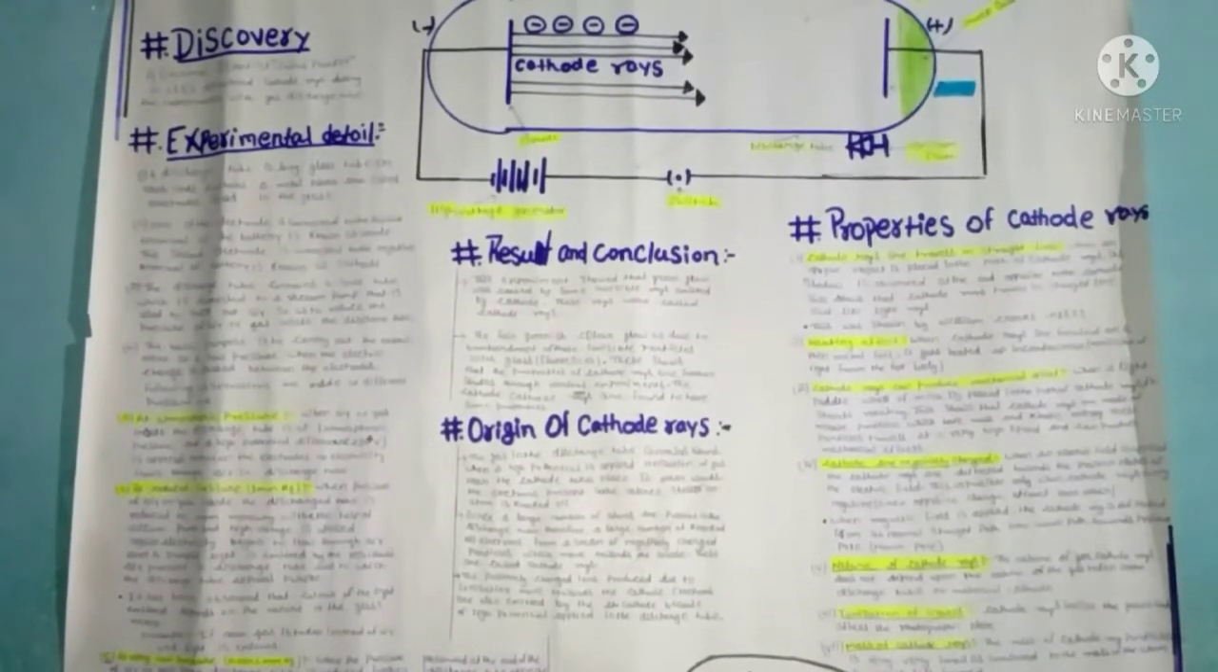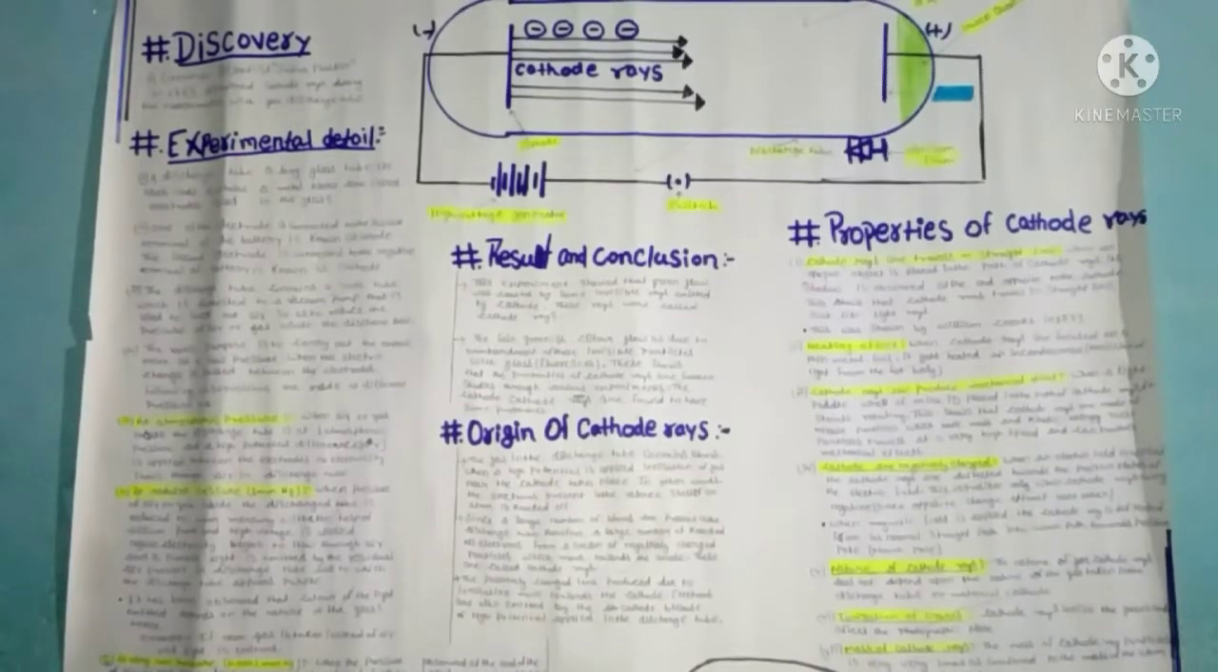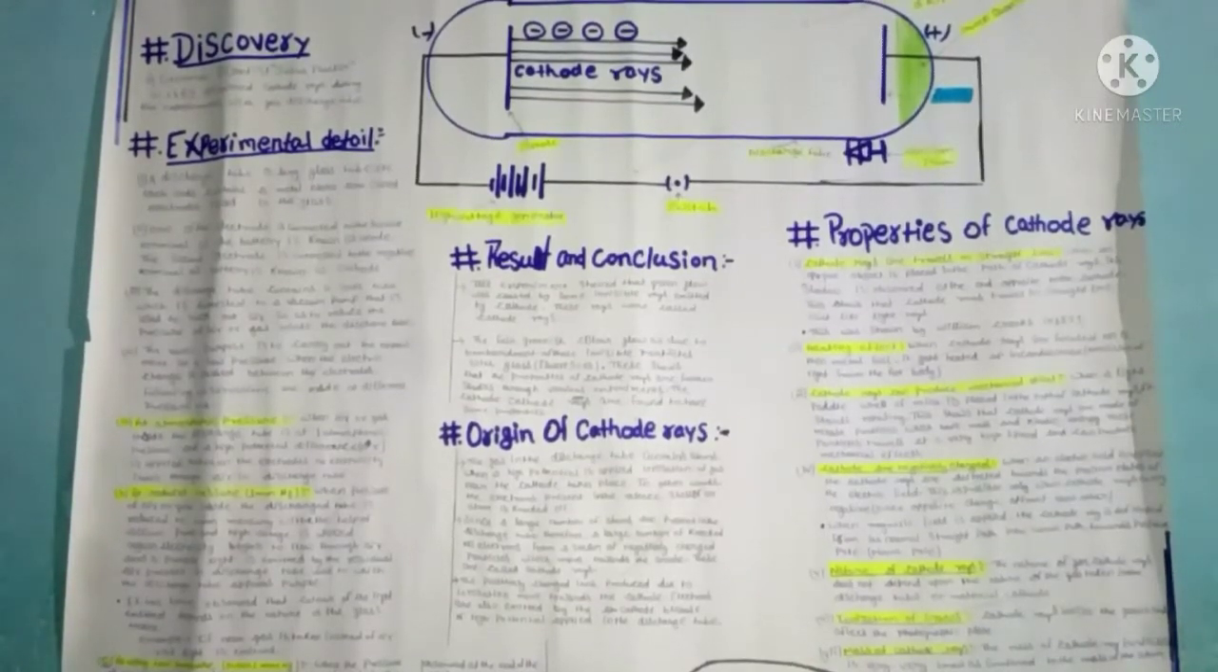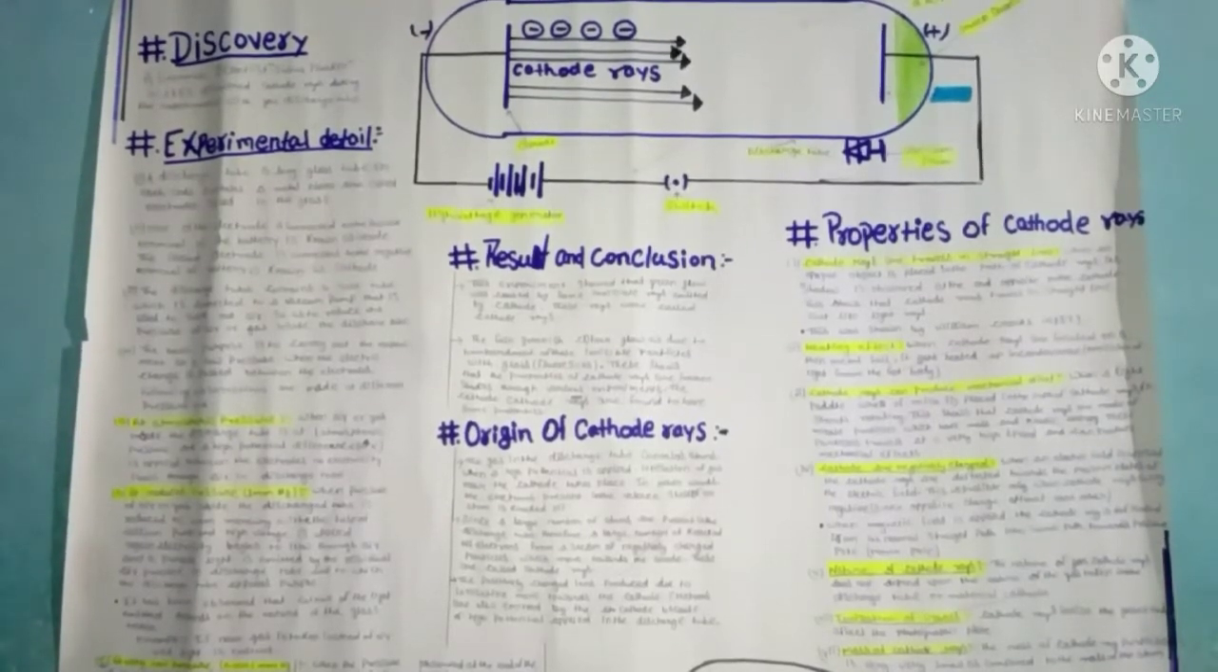Third, at very low pressure, 0.0001 mm of Hg. When the pressure of air in the discharge tube is reduced further to about 0.0001 mm of Hg and a high voltage is applied, the purple colored light disappears. Emission of light by the air is stopped.